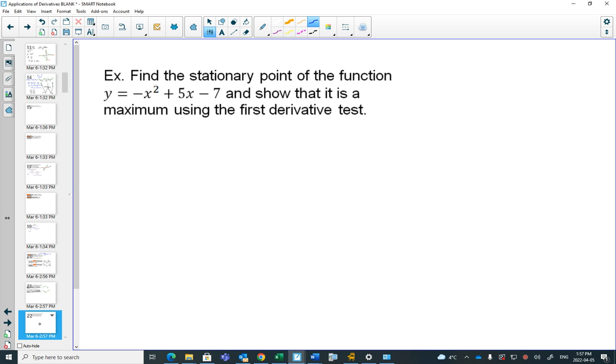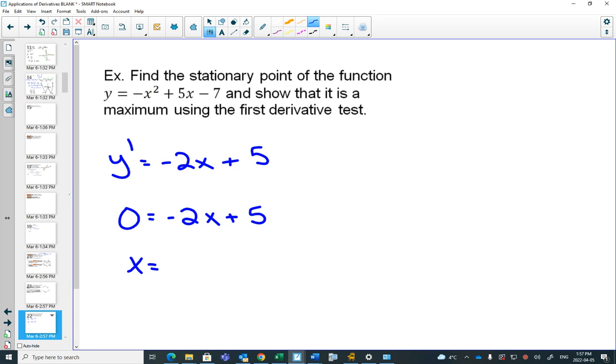So first of all, if something is going to be a stationary point, we find the derivative, and we set our derivative equal to 0, solve for x, and we get that x is equal to 5 over 2. So we know that 5 over 2 comma something is going to be, in this case, our vertex.